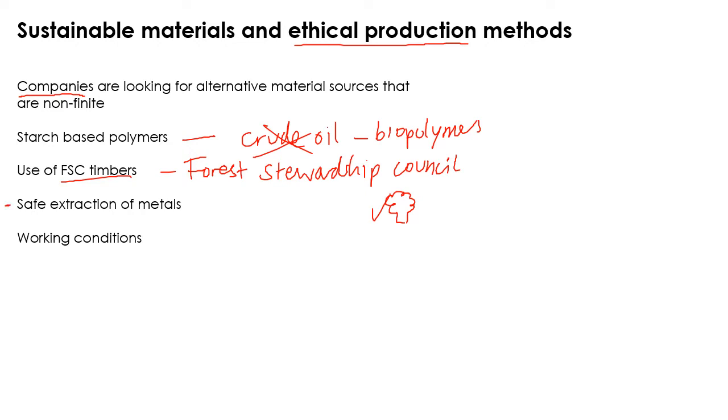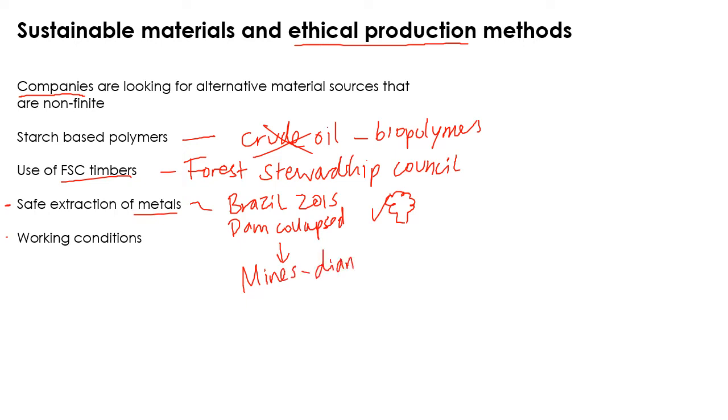Another thing that companies need to think about is the safe extraction of metals. There was a terrible thing that happened in Brazil in 2015, where a dam collapsed around a metal mine and hundreds of people were killed. So the extraction of metals can be very, very dangerous. And also, linking that with working conditions, you can have people going into mines for things like diamonds. I know that's not a metal, but also things like something called tantalum, which I've mentioned before. This is a rare metal that's used in mobile phones. And that is being mined potentially by young people. Their working conditions can be very poor. So corporations need to consider where their materials are coming from, and they need to make sure that's not having a negative impact, socially and ethically.